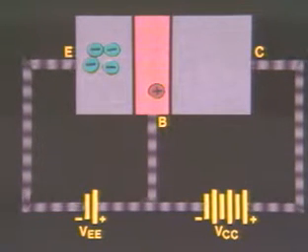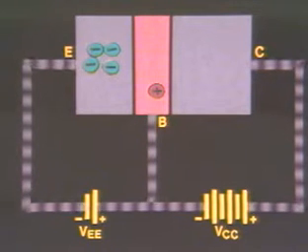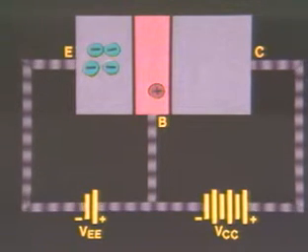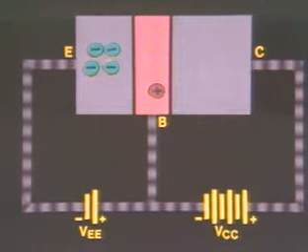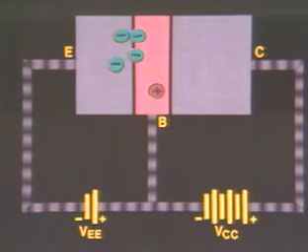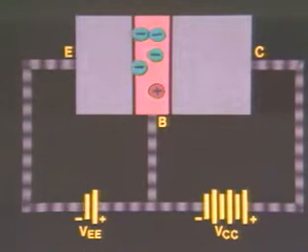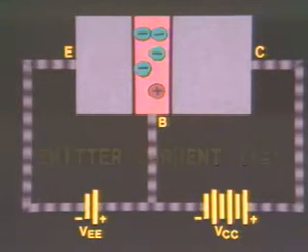Now that we've determined that this NPN transistor is properly biased, let's see how it works. Since the emitter-base junction is forward biased by the power supply, V sub E, the electrons, which are the majority carriers in the N-type emitter region, move into the base region. This current is called emitter current and is designated I sub E.